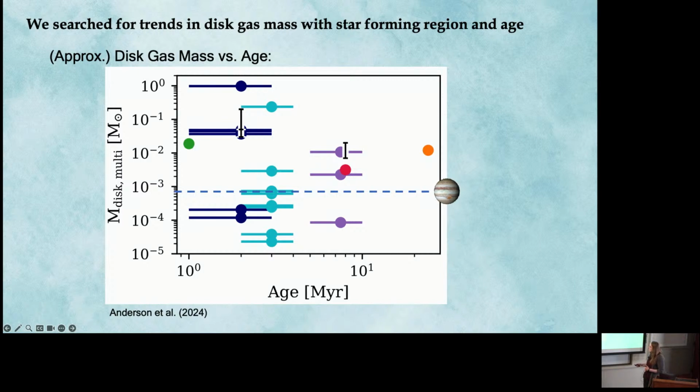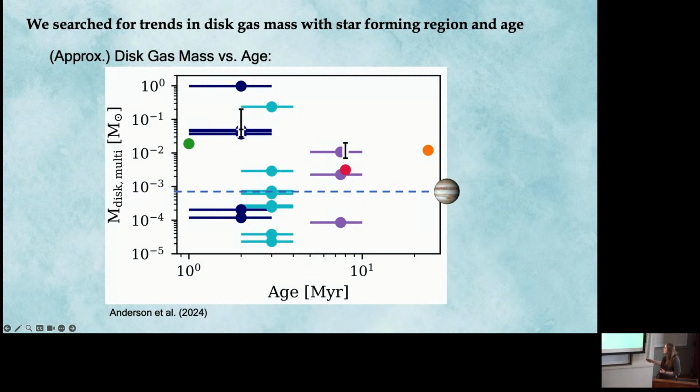In addition, we used our N2H+ over CO ratio to make a rough estimate of the disk gas mass. So here I'm plotting our estimated disk gas mass versus the age based on just the age of the star-forming region that it came from. So there's some caveats there. But just to show that even when we're comparing the older group to the younger group on the left, we see a wide range of different disk gas masses for every star-forming region. So star-forming regions are shown in the different colors, and also the different age bins. So we're not seeing a clear trend.